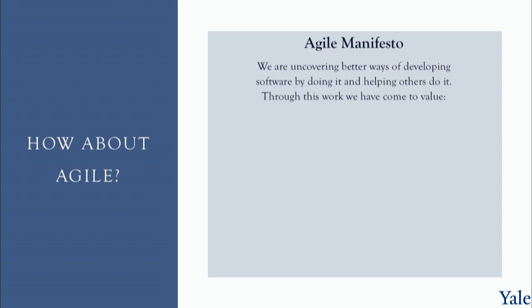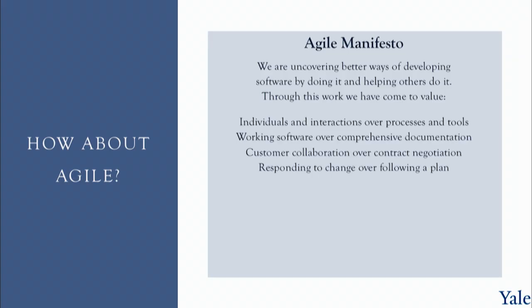So they say, we are uncovering better ways of developing software by doing it and helping others to do it. Through this work, we have come to value individuals and interactions over processes and tools, working software over comprehensive documentation, customer collaboration over contract negotiation, responding to change over following a plan. So you can see what they don't like. They don't like processes and tools. They don't like comprehensive documentation. They don't like contract negotiation, and they don't like following a plan. And we're going to come back to the next slide because if you think about it, those are the things that the standards seem to think that you need.